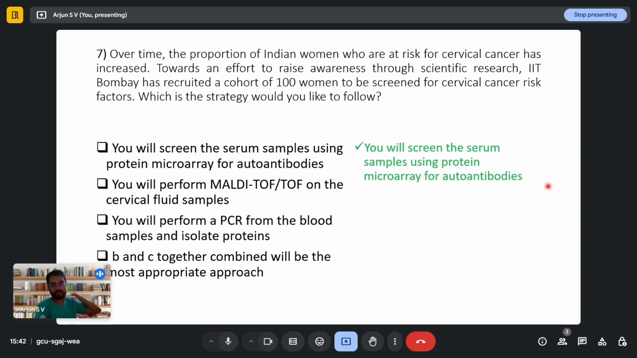Because for performing a protein microarray you need less sample, and you can use the same sample from the same patients to screen for multiple risk factors in a microarray, and you can use a large number of samples for performing the protein microarray in comparison to your multi-TOF or PCR, which not only will take time but will also be very less efficient when you are using more number of samples.